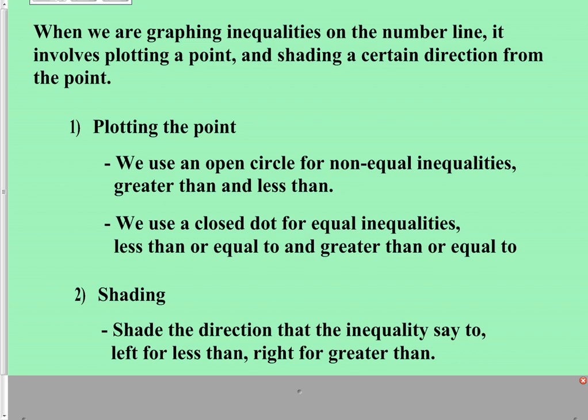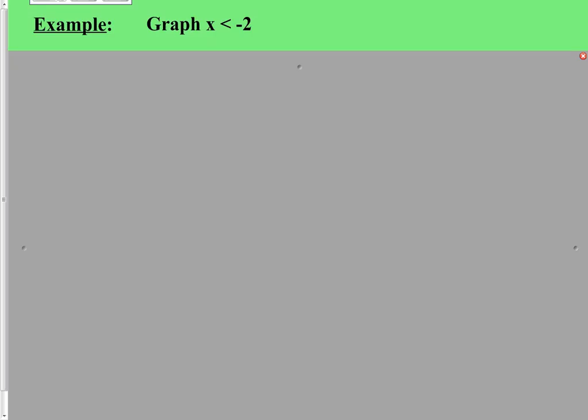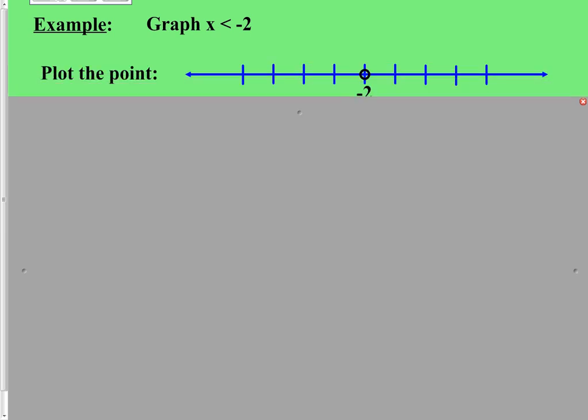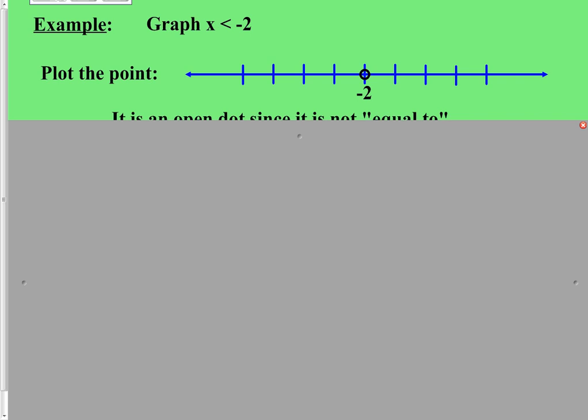Okay, so let's have a look. This is not difficult on the graphing part. So let's say we have an example here. Graph x is smaller than -2. Okay, well, first things first, plot the point. We're going to go to -2 on the number line. What will we put on the number line, an open dot or a closed dot? Clearly, it will be open because we are not equal to -2. And then which direction do we shade from there? The inequality says x is less than -2. So where are the numbers that are less than -2? They are to the left.